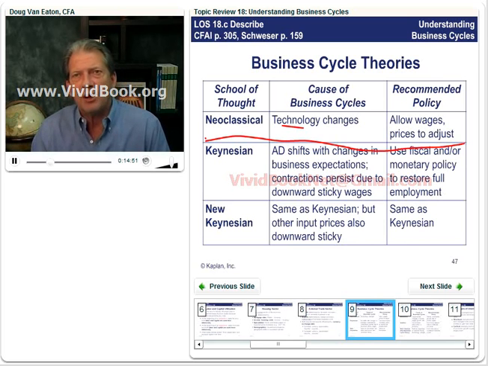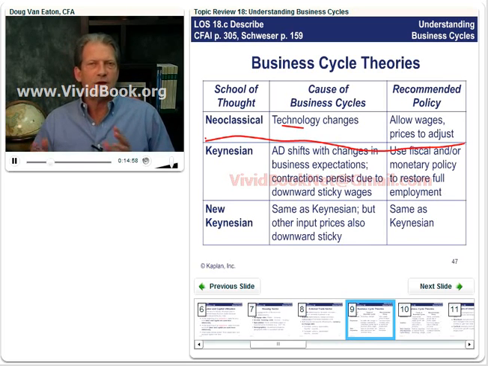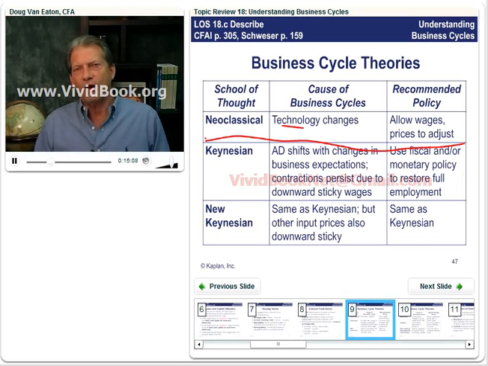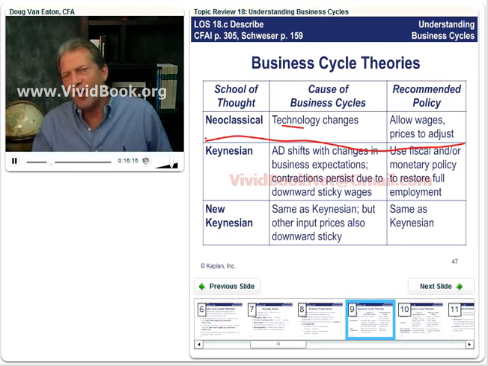And what's the recommended policy? Just allow wages and prices to adjust, right? If we're over full employment, wages will go up. We'll get back to regular potential GDP on the aggregate supply curve. And on the other hand, if we go into a recession, wages and prices fall, this stimulates activity, and we get back to full employment. So it's really self-correcting. So the neoclassical economists thought this was self-correcting.